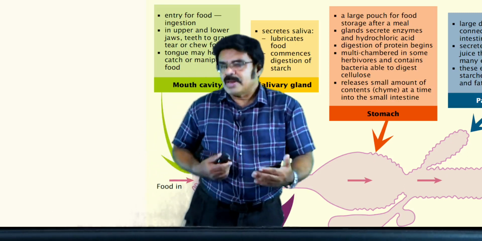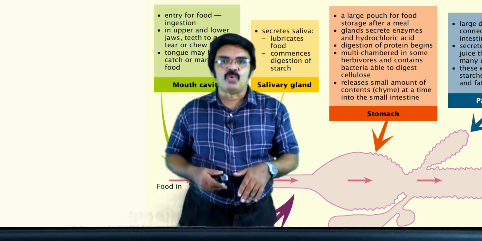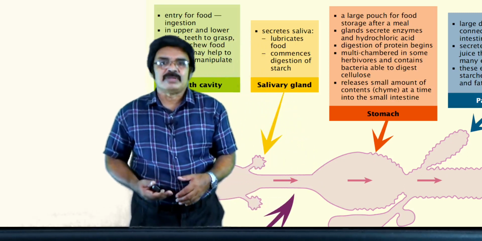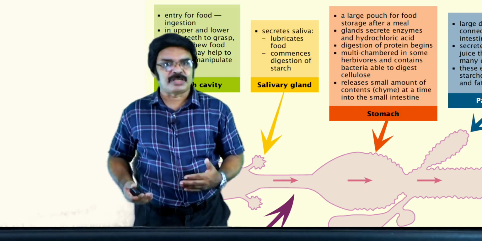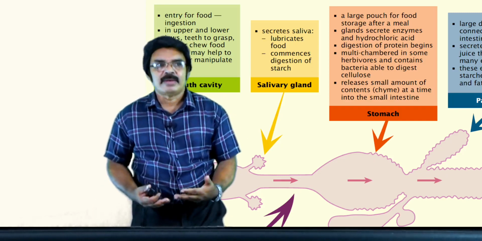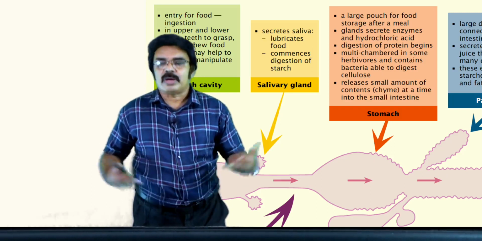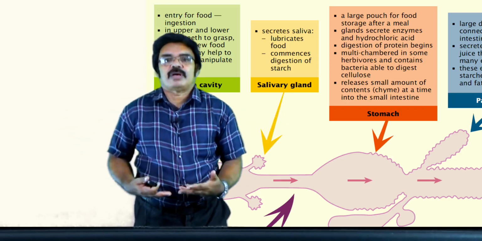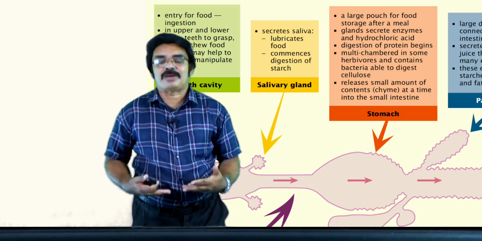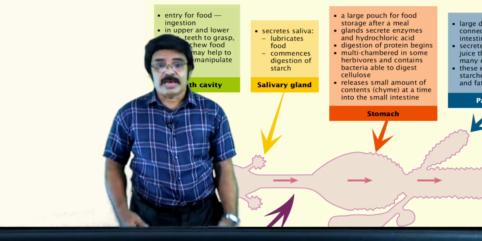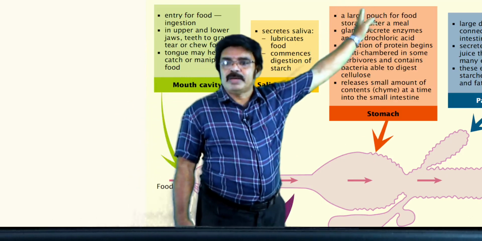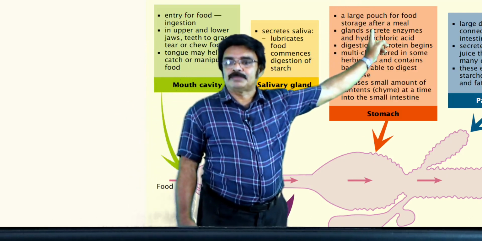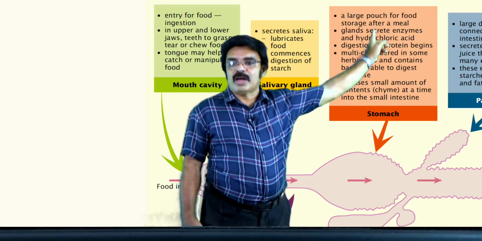So once food goes into the stomach, it does not go directly to the next part, the small intestine. Instead it is stored there, and when it is stored, digestive juices get mixed with the food and it is digested again. So when you think about the stomach, it is a large pouch for food storage after a meal.